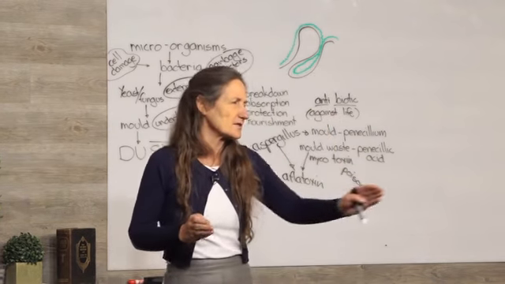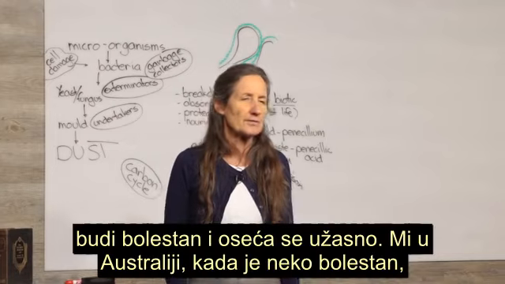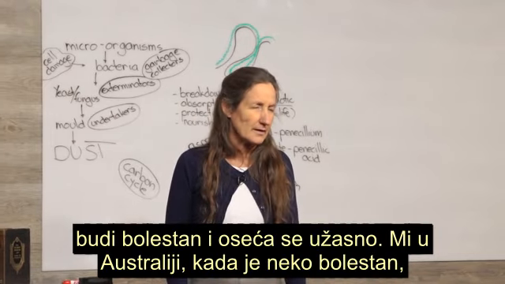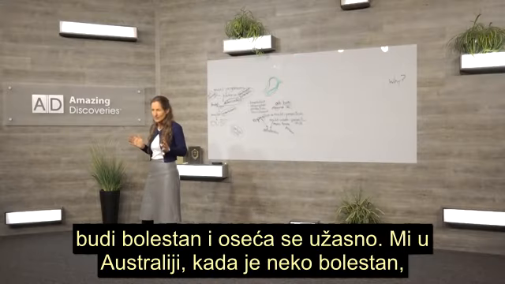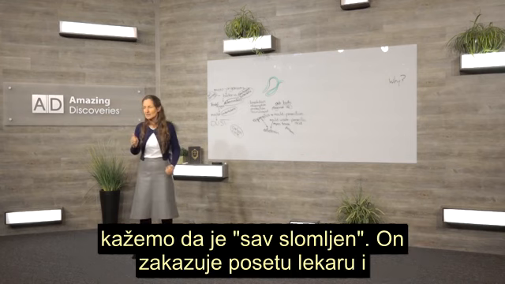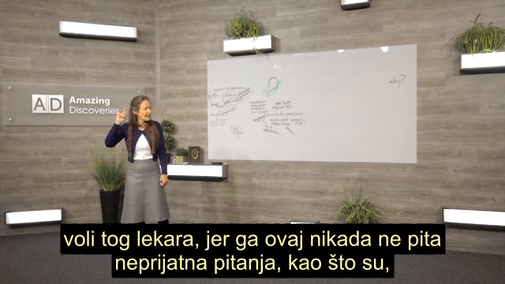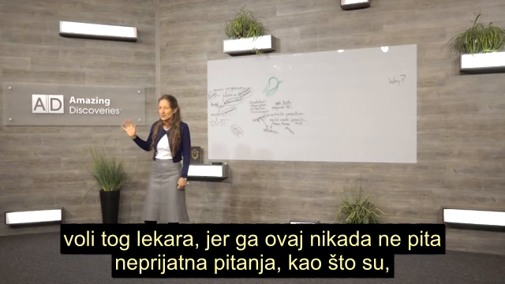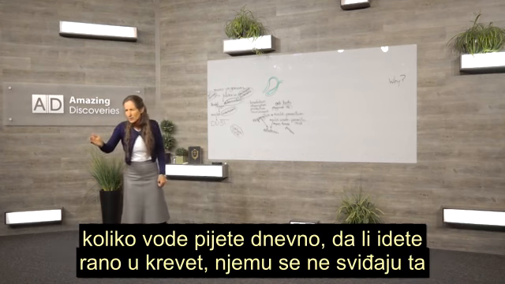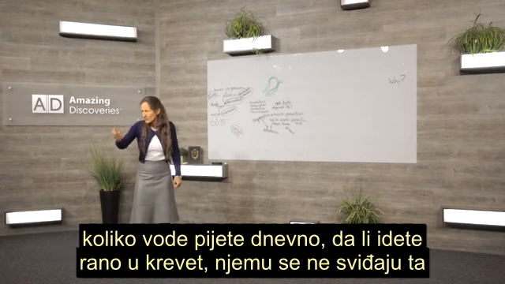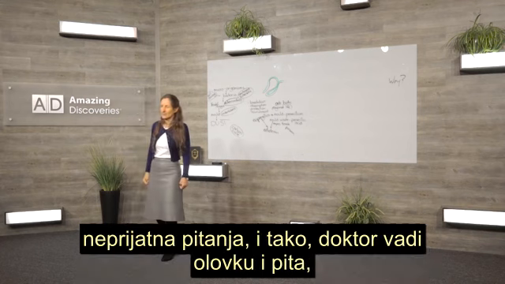Let's have a look at Sick Steve meanwhile. He wakes up in the morning and he is sick. He feels so terrible. In Australia, if someone's sick, we say they're crook. He was crook. He makes an appointment to see the doctor. He loves this doctor because this doctor never asks him uncomfortable questions like, how much water are you drinking? Are you going to bed early? He doesn't want those uncomfortable questions.